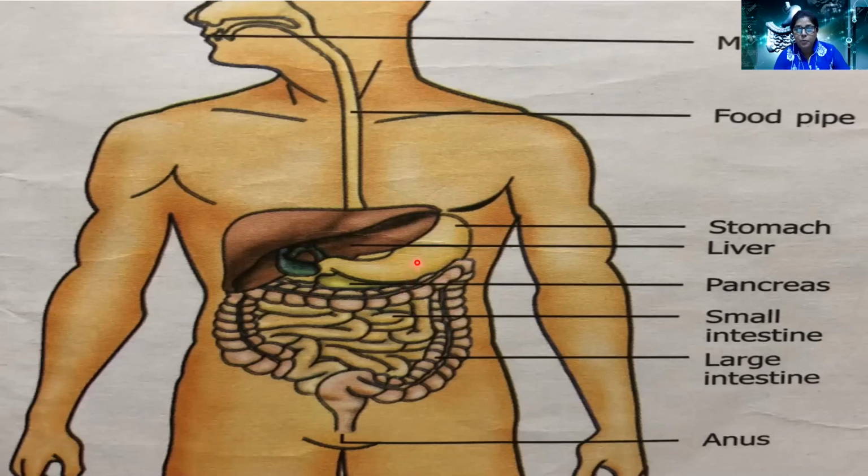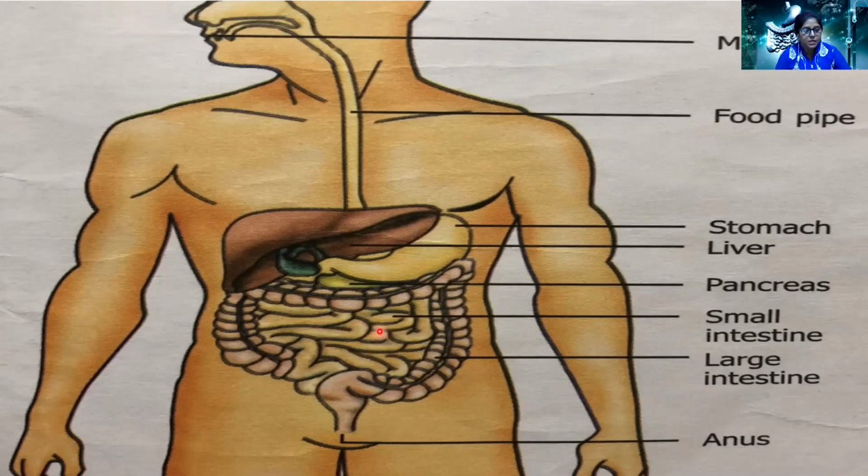Now, what is the next part of the digestive system? That is the intestine. You can see that we have two types of intestine: the small intestine and the large intestine. After the process in the stomach, let's see how the process works ahead. From the stomach, food is pushed into a long, thin and coiled tube known as the small intestine. You can see it here.